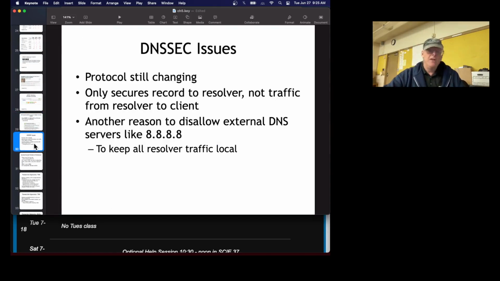All right. And so the DNS protocol is still changing, and like I say, it only secures records to the resolver, not traffic from resolver to client.